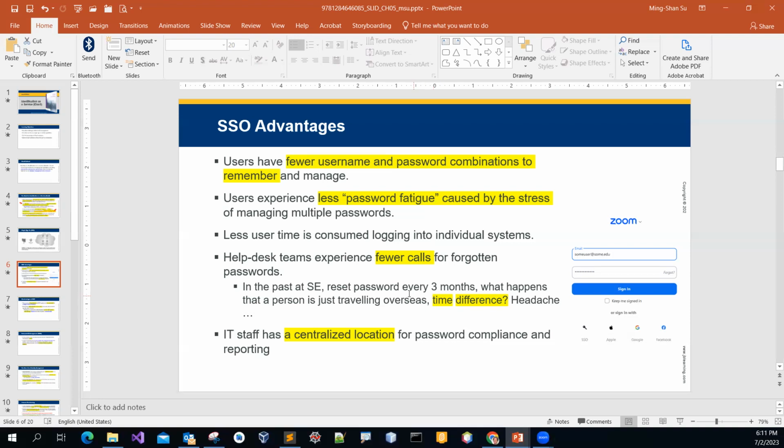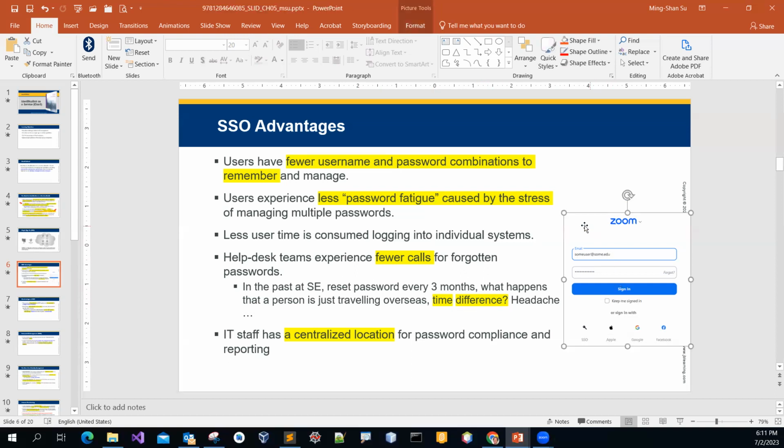So when I call the help desk, then no one is there. Why? I mean, in Taiwan, it is I think 13 or 14 hours difference. Then again, I have to wait until the help desk in U.S. time. Help desk staff is working based on the U.S. time. So it is a headache. Again, it is a headache.